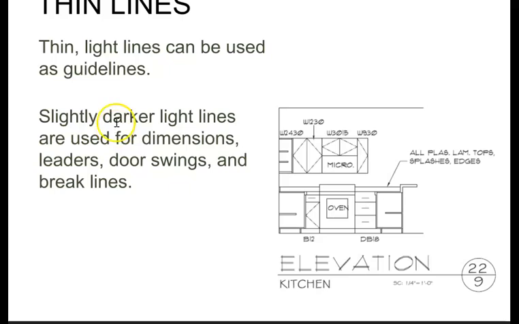Thin lines can be used as guidelines. Slightly darker light lines are used for dimensions, leaders, door swings, and break lines. So you can see that more of these are light, and this would be a heavy dark line here because it's containing everything within it, so it would count as a border.